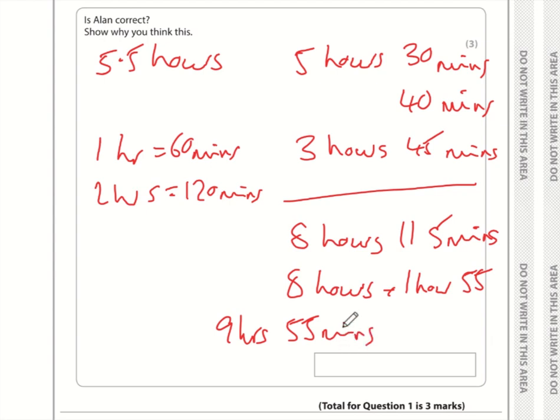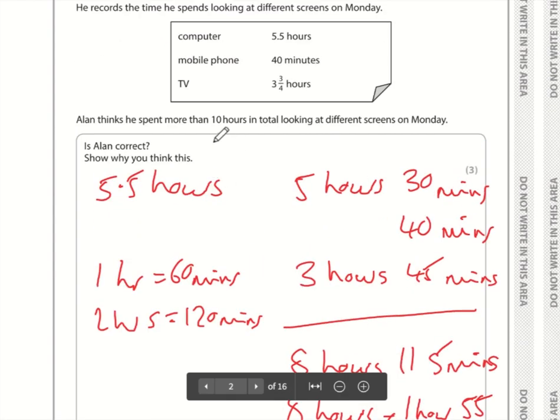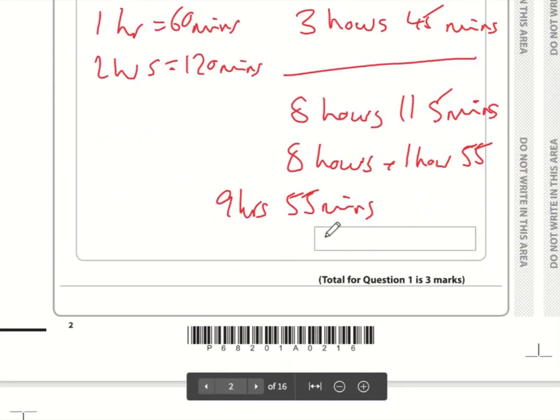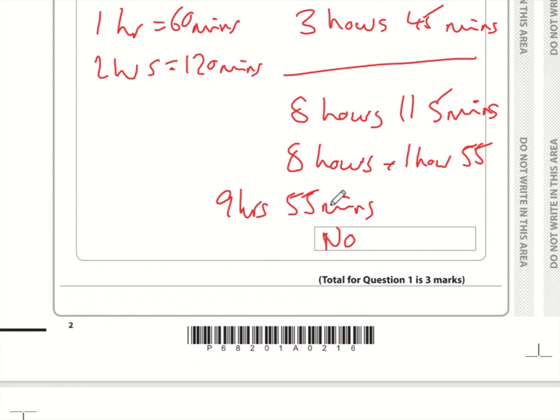And what was Alan's question? He thinks he spends more than 10 hours. Is Alan correct? Well, no, because he spends 9 hours 55 minutes looking at screens, which is 5 minutes less than 10 hours.